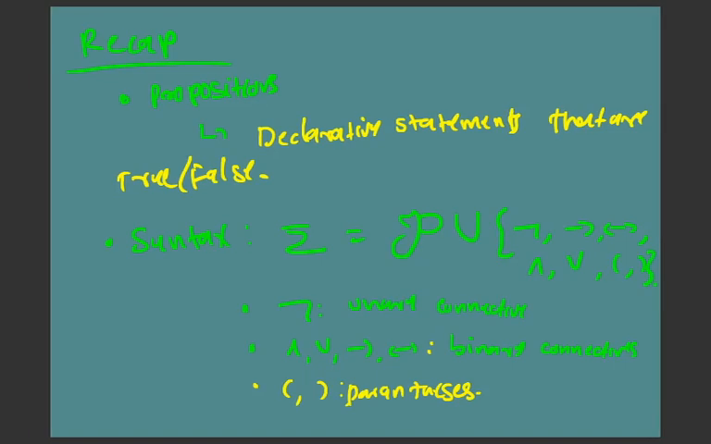Okay, so we are going to take a recap of what we have studied in propositional logic so far. So we started with the definition of propositions. The propositions are declarative statements that are true or false. Right? We can assign true or false values to these statements unambiguously. Then they are called propositions.